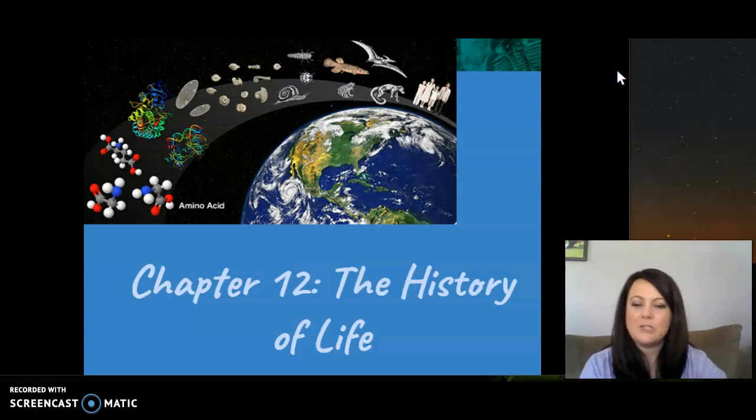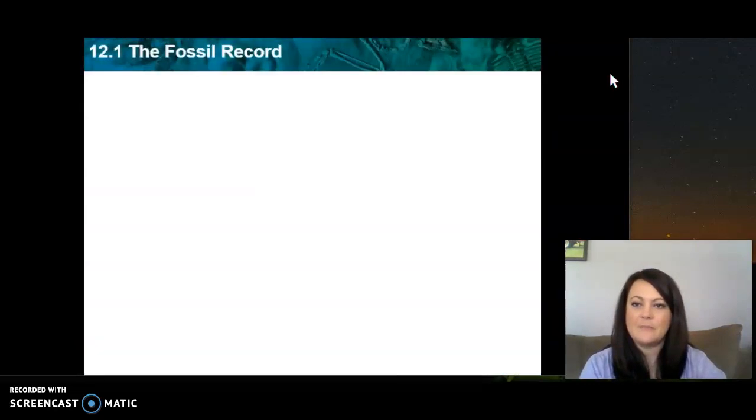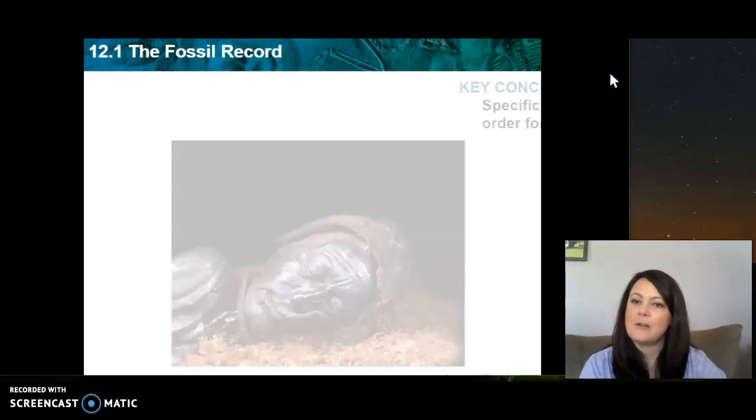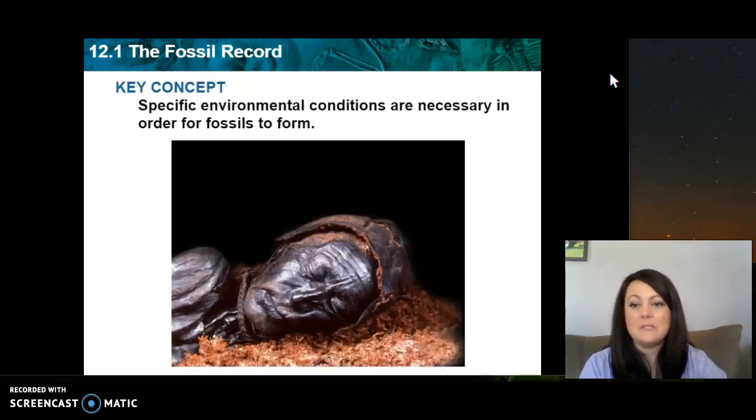Chapter 12, The History of Life. 12.1 is the fossil record. Key concept: specific environmental conditions are necessary in order for fossils to form.